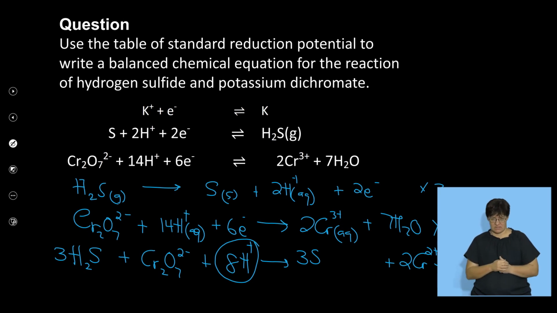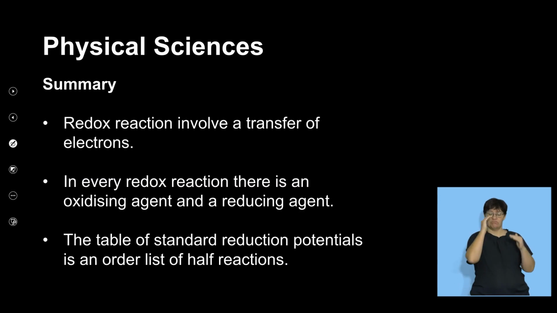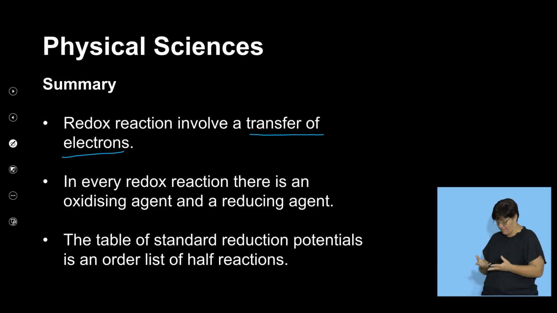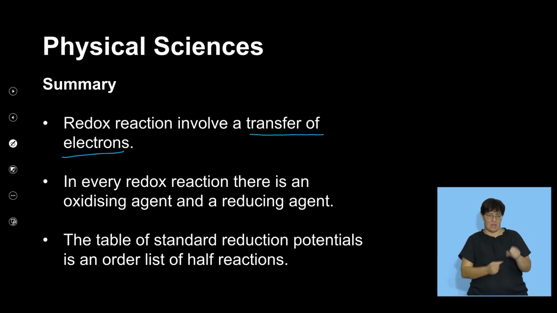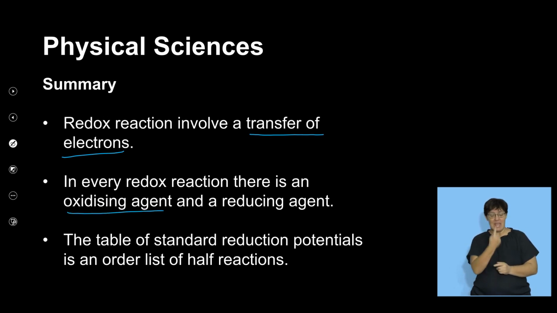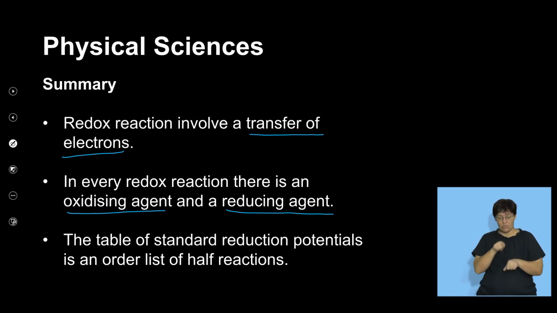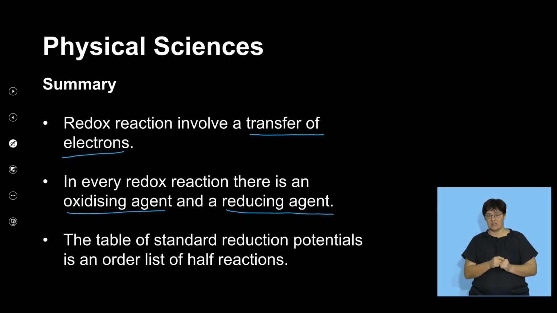So this is how we actually use our standard reduction potential tables. So in summary, what are we saying? Redox reactions actually involve the transfer of electrons. In the transfer, there's the loss and the gain. These happen simultaneously, at the same time. And also, in every redox reaction, there is a reducing agent, the substance that loses, and an oxidizing agent, the substance that actually gains. Overall, the table of the standard reduction potential is an ordered list of these half reactions in terms of oxidizing agent and reducing agent.